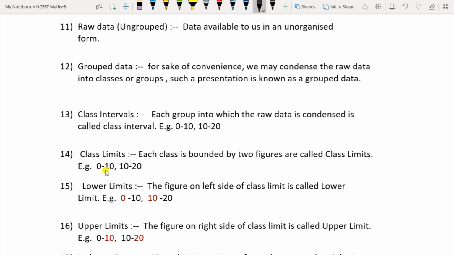Then 0 and 10, 10 and 20, these are called the class limits. So this is the first class, this is the second class. The boundaries of that class are called the class limits. So each class is bounded by two figures, and those are called the class limits.